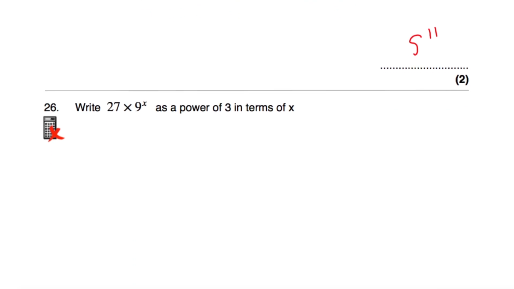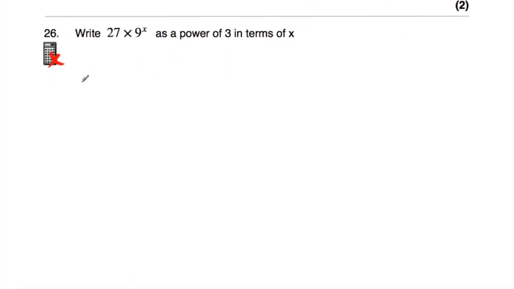Okay, let's have a look at our last question, question number 26. Question number 26 says, write 27 multiplied by 9 to the power of x as a power of 3 in terms of x. So in other words, we want our answer to be 3 to the power of something. Okay, so if we have a look, we've got 27. 27 is 3 cubed because 3 times 3 times 3 is 27. Because 3 times 3 is 9, times 3 is 27. So 27 is 3 cubed.